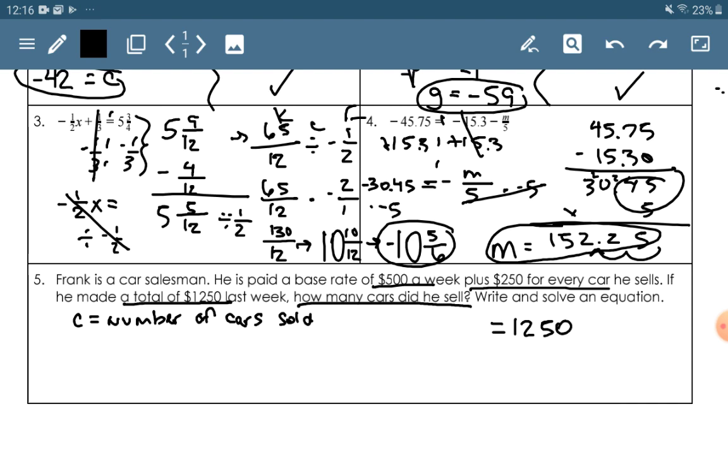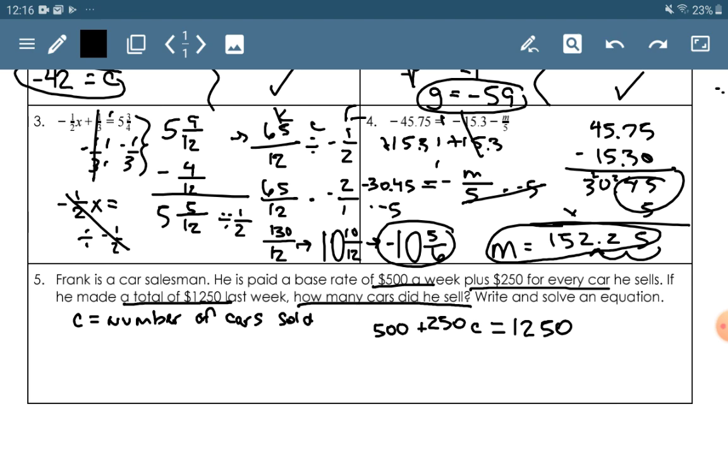$1,250. Now, to get to that $1,250 or that amount he made, he was paid a base rate of $500. That means no matter what, he's getting paid $500. Plus, so I'm literally going to write a plus sign, $250 for every car he sells. So if he sold one car, he'd make $250. 2 cars would be $500, and so on. So that means I need to take that price or that amount per car and multiply it by my number of cars or my variable.